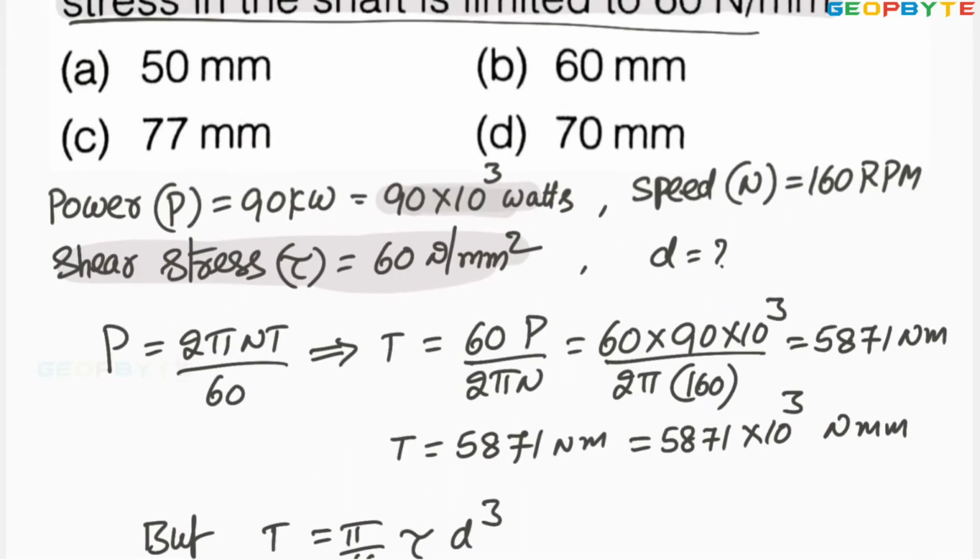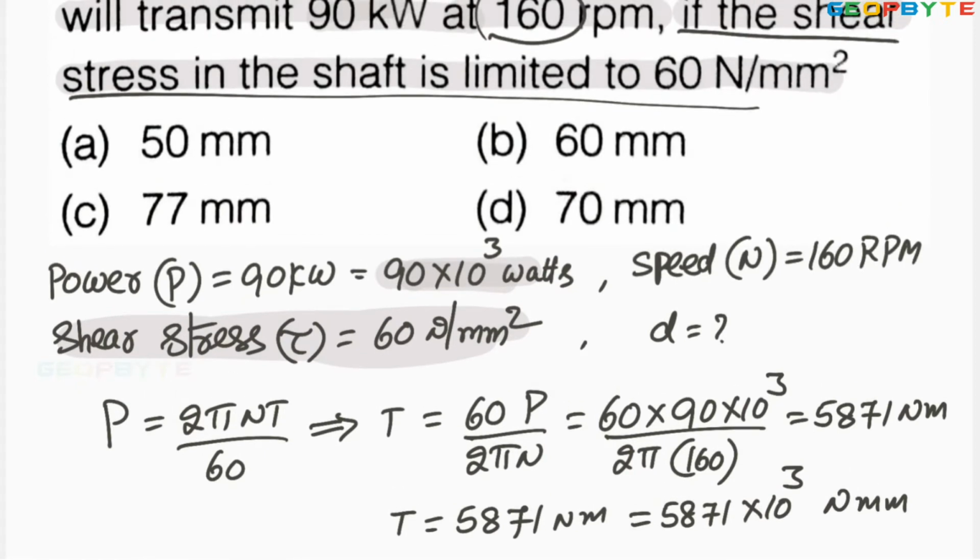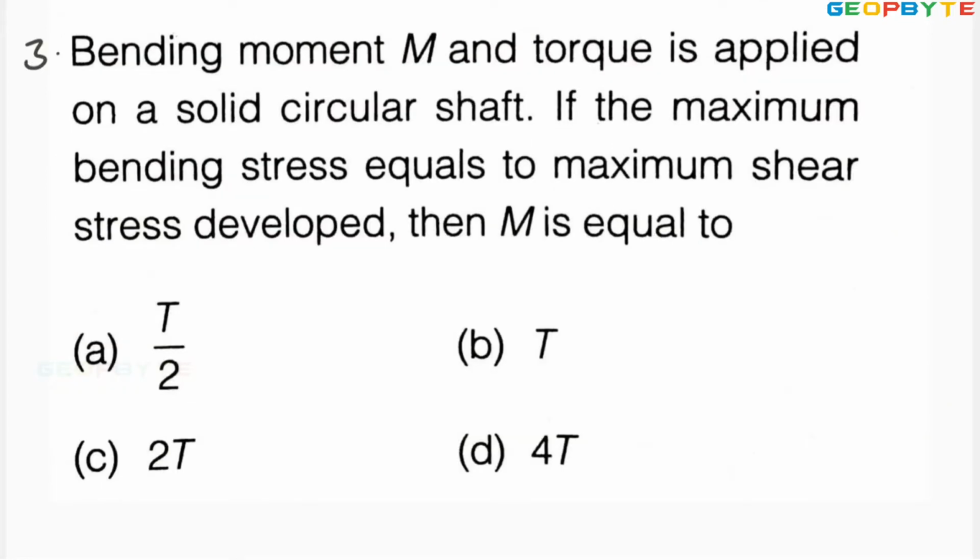Look at the options. Look at option C. Option C is 77 mm. Therefore, option C is absolutely correct. I hope all of you understood. Let us go for the next problem. Let us read the third problem.